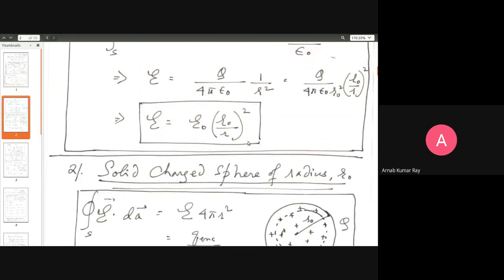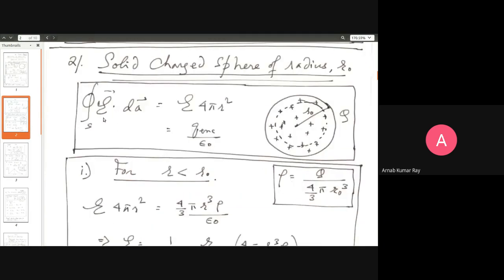Now, earlier we talked about a hollow spherical shell. Now we shall talk about a solid charged sphere of radius R naught. E dot dA, closed surface integral, E into 4 pi R squared is equal to charge enclosed by epsilon naught. Whenever you see a spherical shell, this is just E multiplied by the total surface of a sphere, 4 pi R squared. That's how you should start, is equal to charge enclosed by epsilon naught. Okay, so solid charged sphere of radius R naught.